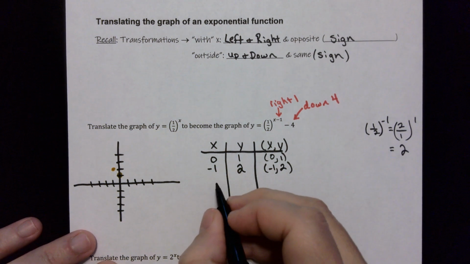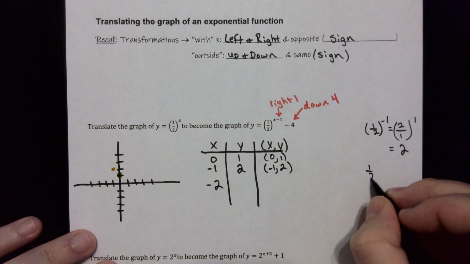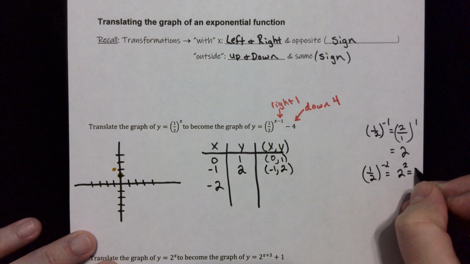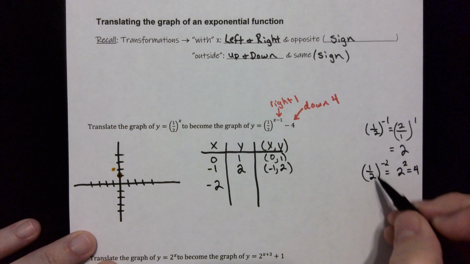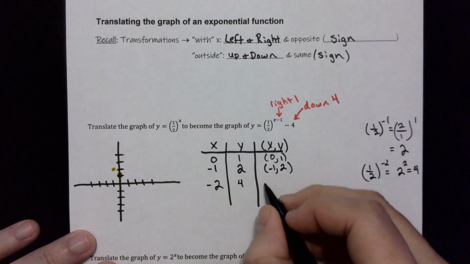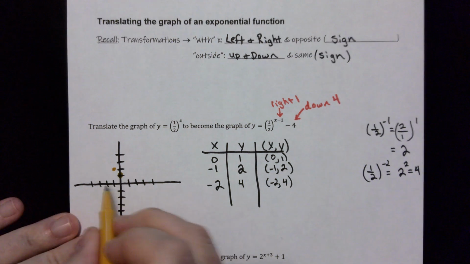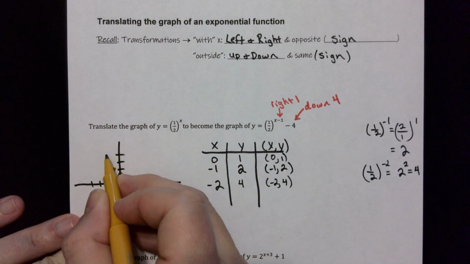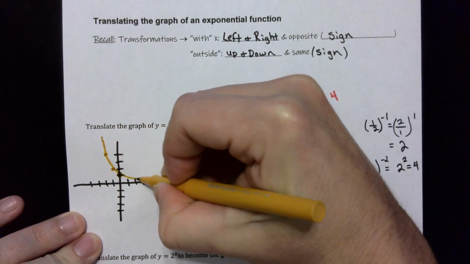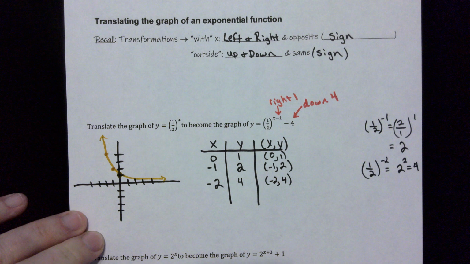Okay, let's do one more point. We can do -2. If I plug in a -2, 1/2 to the -2 becomes 2 to the +2, which is 4. You flip this, and it's no longer a fraction because it's a 2, and now the exponent is positive, so 2 to the 2 is equal to 4. So -2, comma 4. And 3 points is enough to graph this thing. So -2 and then 4 is up here, about right there. Here's the graph of the original function. It looks about like that, and this right here would be the asymptote, 0.